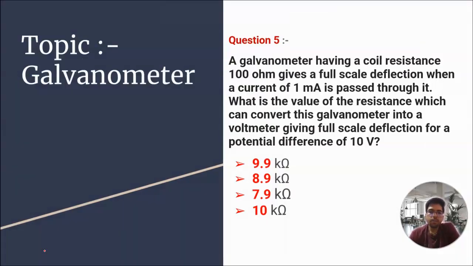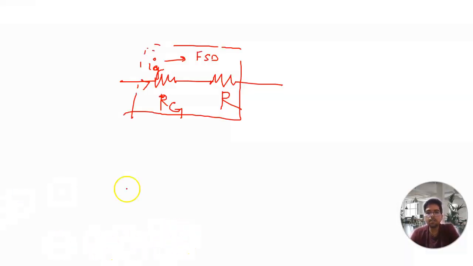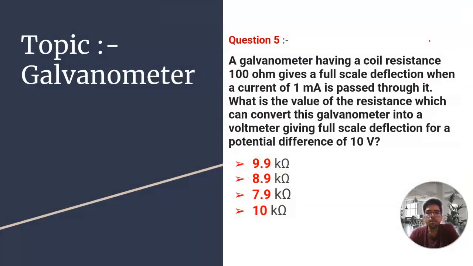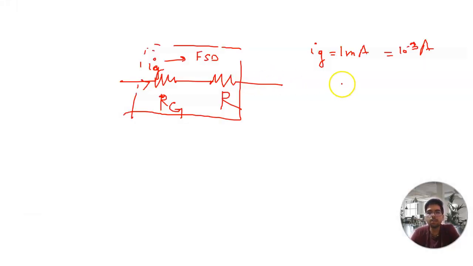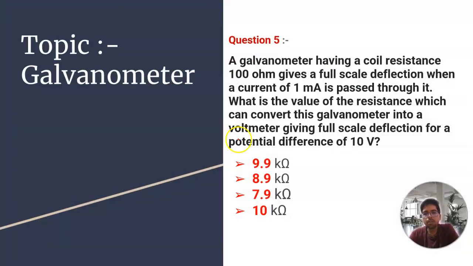So in this question they have mentioned what Ig is. Ig is 1 milliampere. Clear? So 1 milliampere will be 10 to the power minus 3 ampere. Is it clear? Now what is the coil resistance? Resistance is simply 100 ohm. So Rg is 100 ohm.